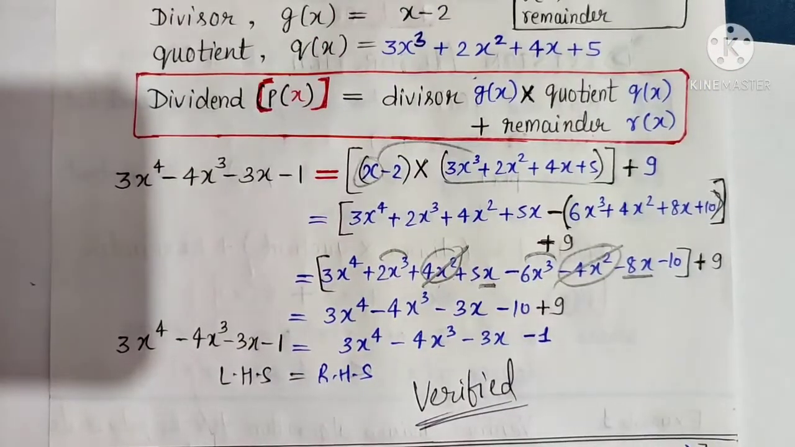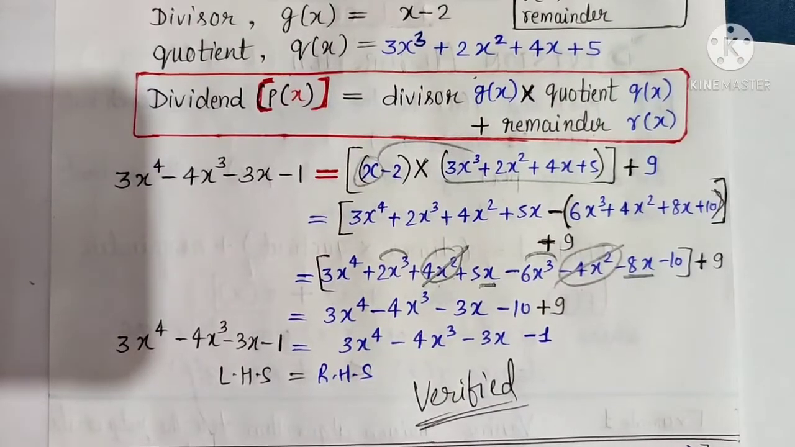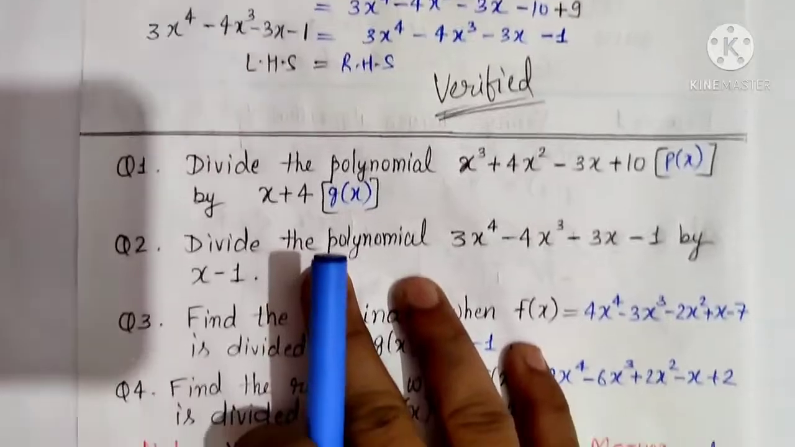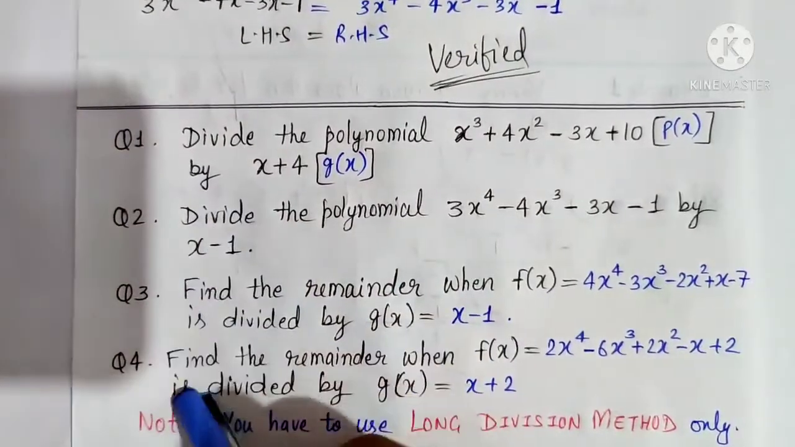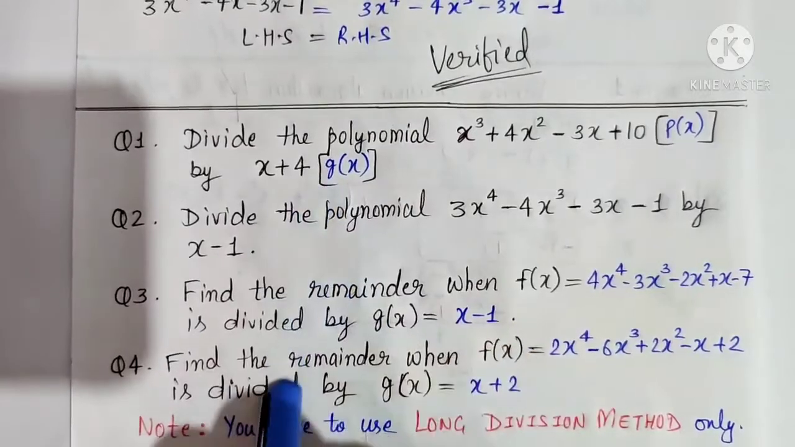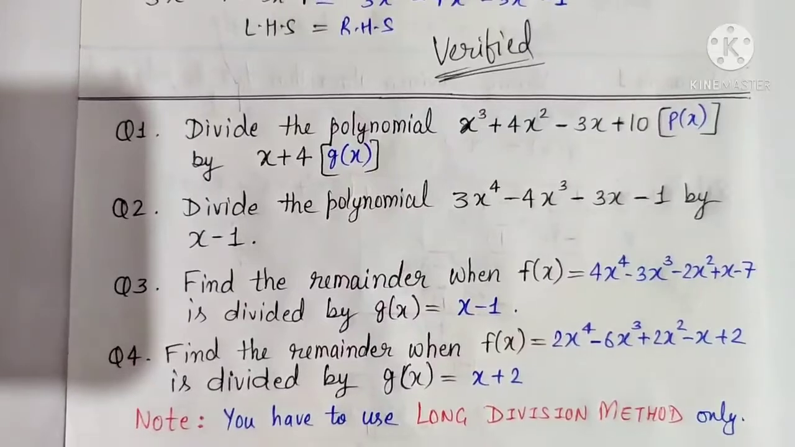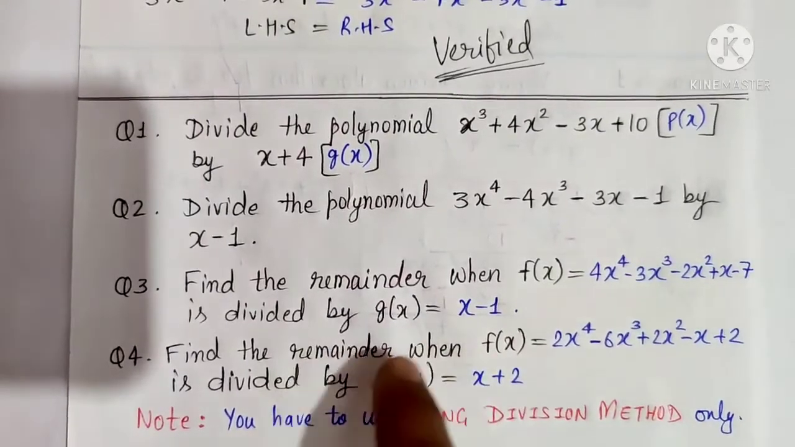So students, I hope it is very clear to you how to find the remainder by using the long division method, or you can say division algorithm. Now I have given some questions here. As you can see, questions 1, 2, 3, and 4 are based on the same thing, the same pattern. You have to solve these types of questions by yourself so that you can gain confidence. And remember, you have to use only the long division method. So try to solve all these questions.